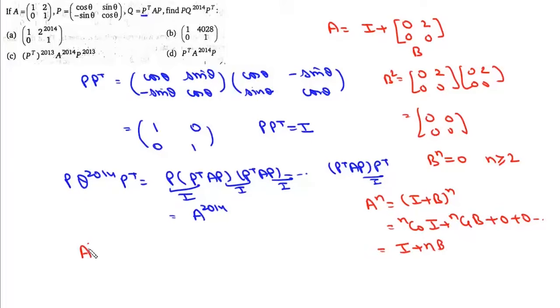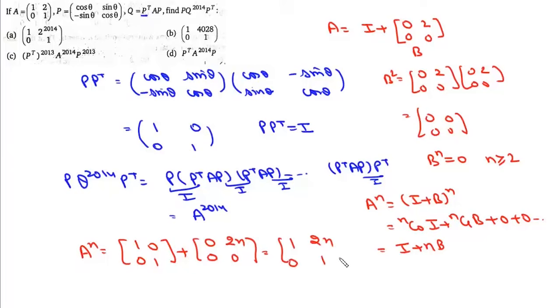So we can write this A to the power n as [1 0; 0 1] plus n into B, and n into B is [0 2n; 0 0]. So it'll be this matrix [1 2n; 0 1]. Now we need to find A to the power 2014. So it'll be [1 4028; 0 1], and that's your option B.